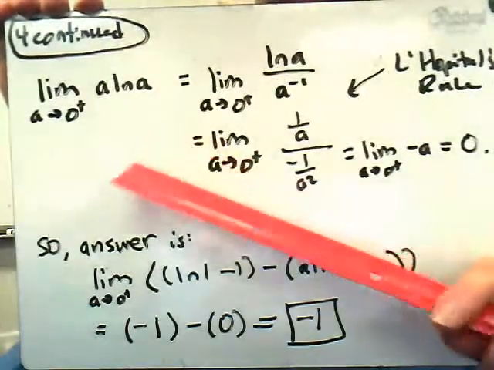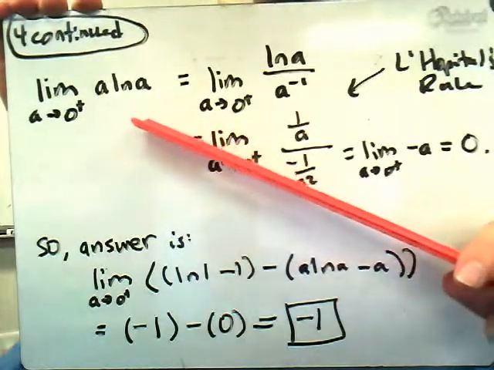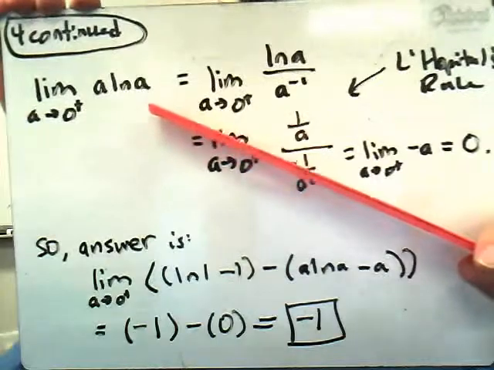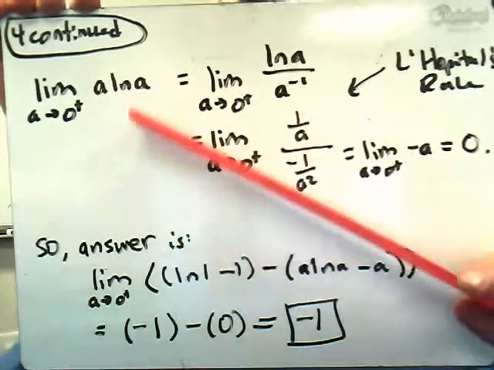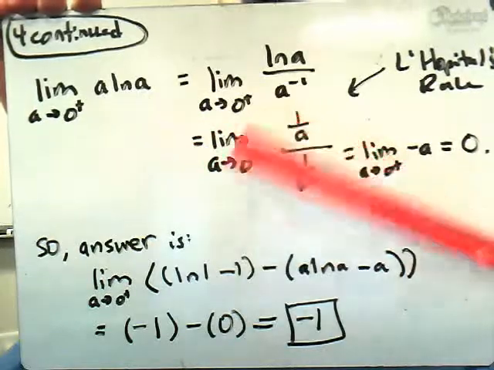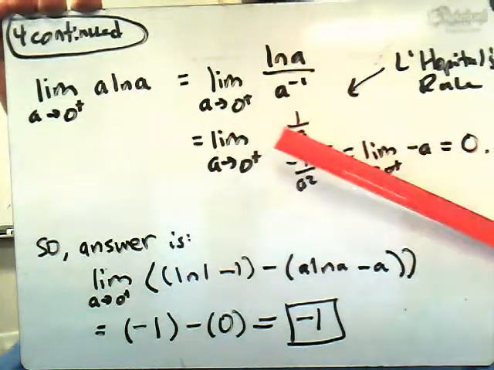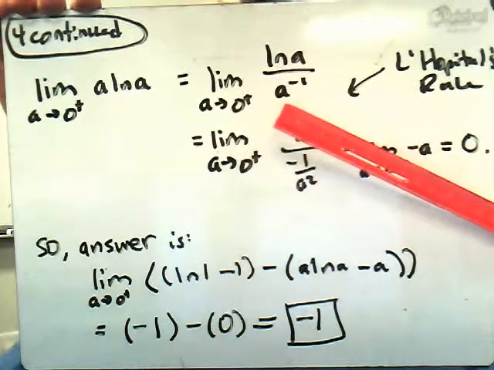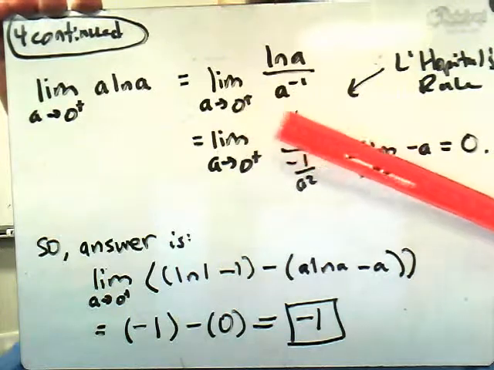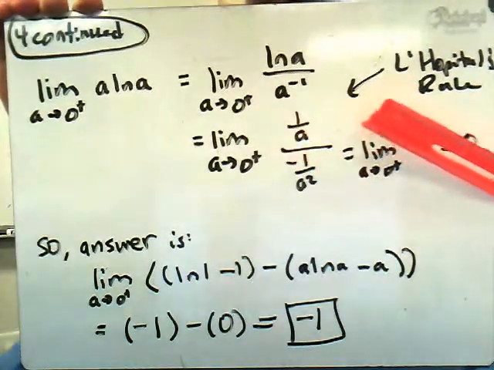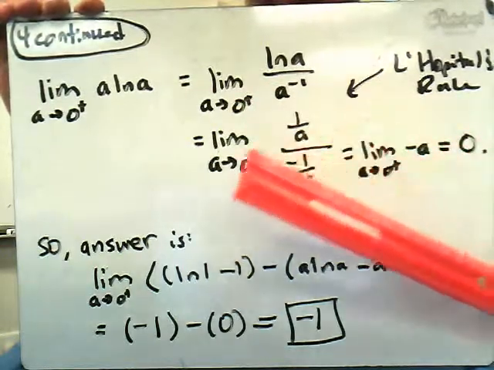Limit as a goes to 0 from the right of a natural log of a. One trick that we can use when we have 0 times infinity as our indeterminate form is to flip one of the functions we're dealing with into the denominator. In this case, we're going to flip it so that we get natural log of a over a to the negative 1. I'll let you prove to yourself why that's the same thing. L'Hopital's rule can be applied because we in fact do have two differentiable functions and have an indeterminate form.